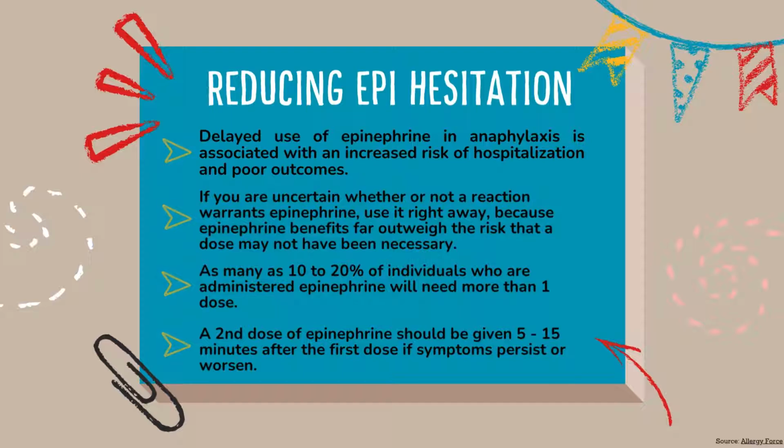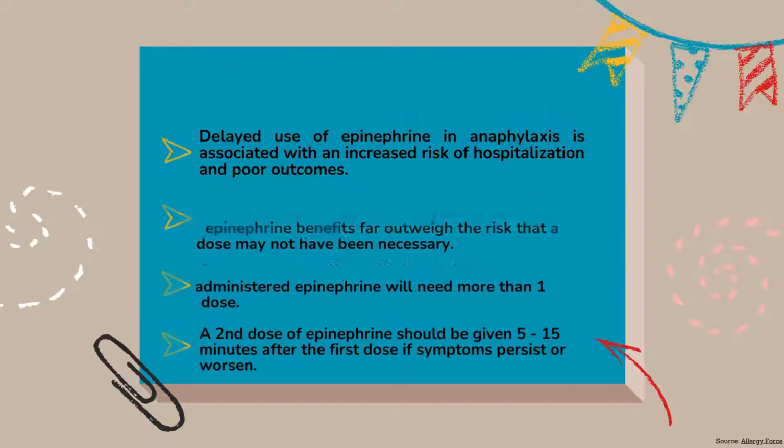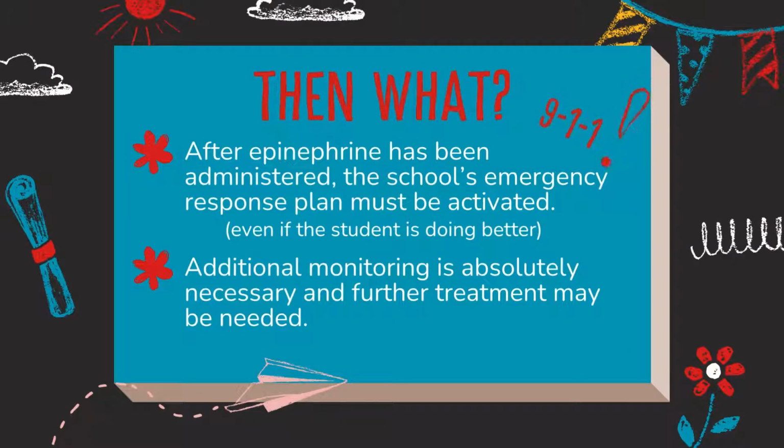Additionally, as many as 10 to 20% of individuals who are administered epinephrine will need more than one dose. A second dose auto-injector should be administered 5 to 15 minutes after the first dose if symptoms persist or worsen. What do you do after you administer epinephrine to a student experiencing an allergic reaction? Initiate the school's emergency response plan if it hasn't been already, and remain with the student until EMS arrives.